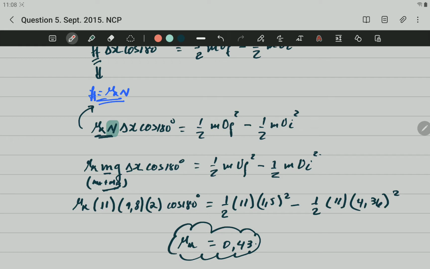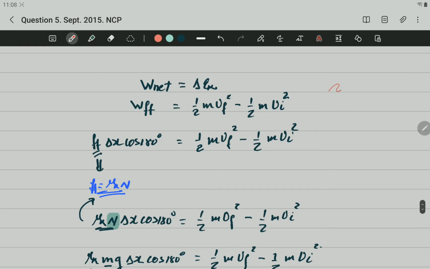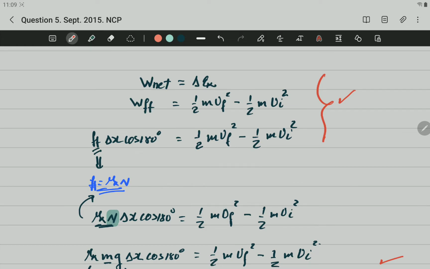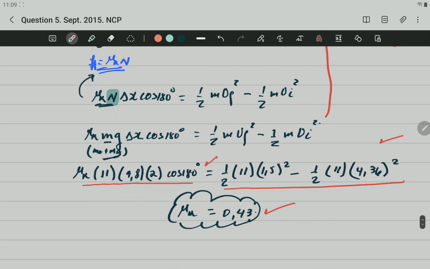The marks allocation: 1 mark for any of this one here. 1 mark for the whole substitution on the left hand side, 1 mark for the whole substitution on the right hand side, and 1 mark for the final answer. Yes, in this question there is an extra mark just for the starting point, the work energy theorem, and then 1 mark for any of these. Those are 5 marks for that question. I hope you understand. It's not that bad.